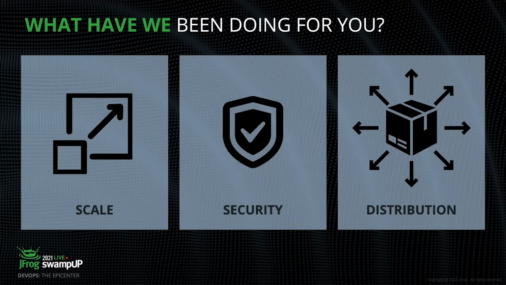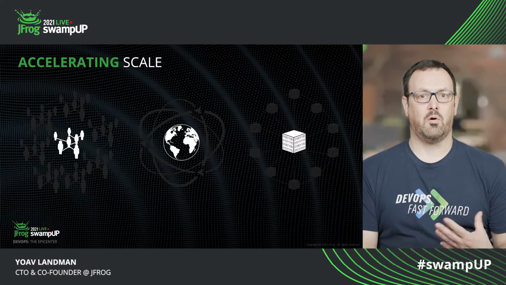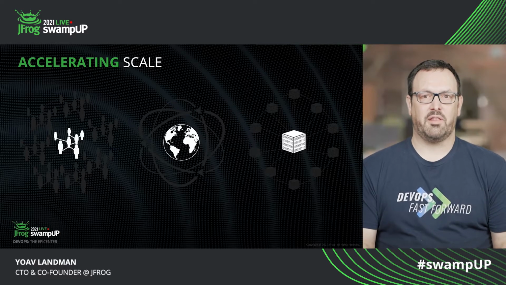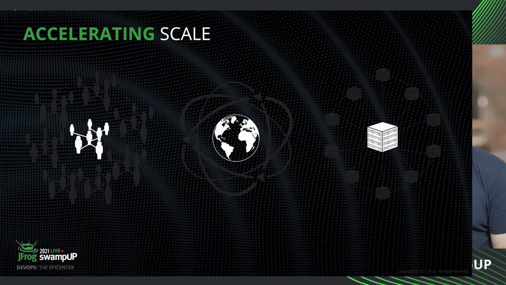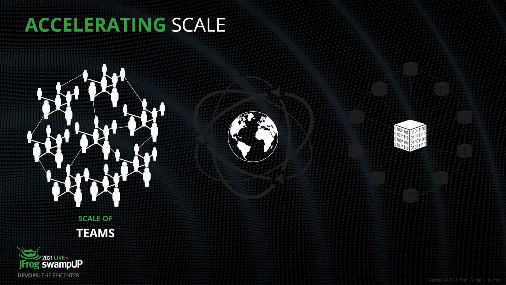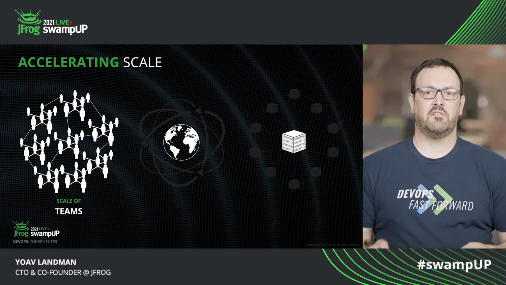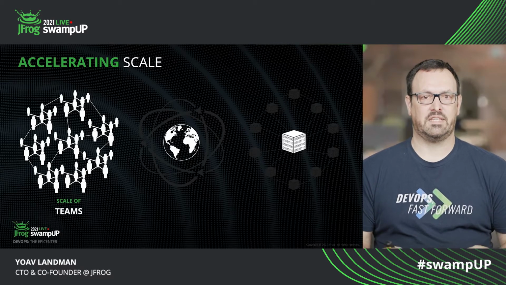Let's go into the details, and let's start with accelerating scale or accelerating growth. So many organizations we see are challenged by three types of growth. First one is the growth of teams. You have many more teams, you have many more projects, you have more business lines, and we are actually seeing you building self-service portals in order to manage the allocation of resources for these teams. But we need to help you to lower this cost.